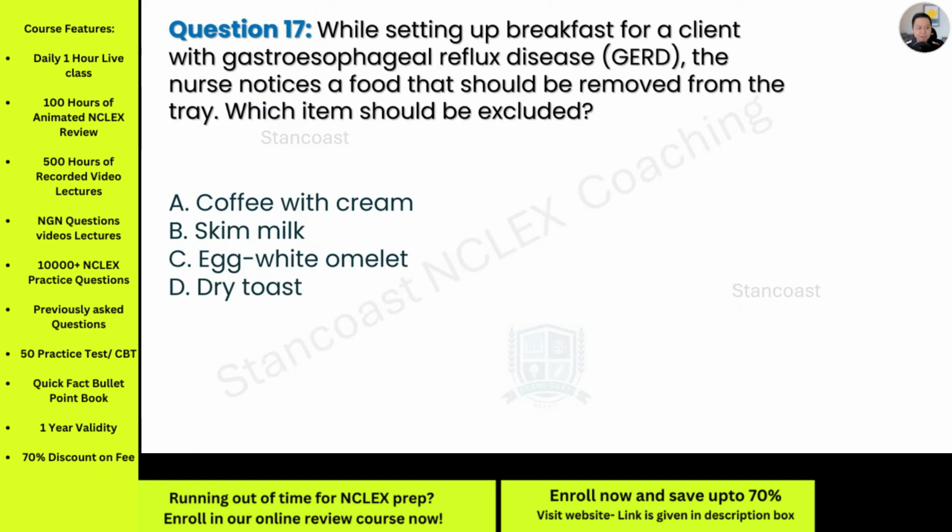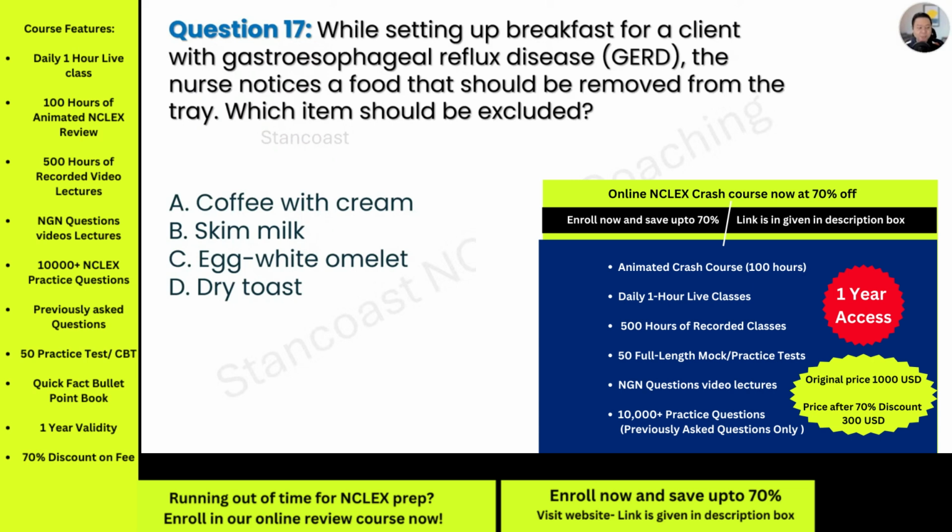Number 17, while setting up breakfast for a client with gastroesophageal reflux disease, the nurse notices a food that should be removed from the tray. Which item should be excluded? A, coffee with cream. B, skim milk. C, egg white omelette. D, dry toast.